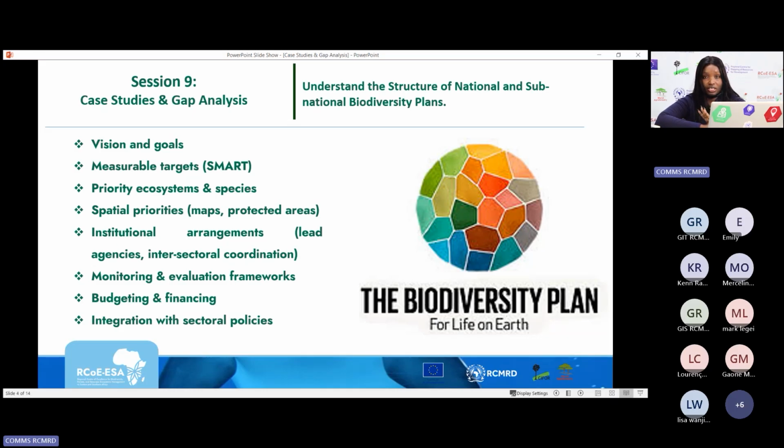Also, it will look at the policy structures that are present and make sure that it is aligning to them, as well as monitoring and evaluation frameworks that are meant to make sure these targets are met, as well as budgeting and financing, because obviously you need funding to achieve most of these targets. And then how you can integrate this into the existing sectoral policies. By sector I mean we have agriculture, we have mining, we have tourism, and all those.